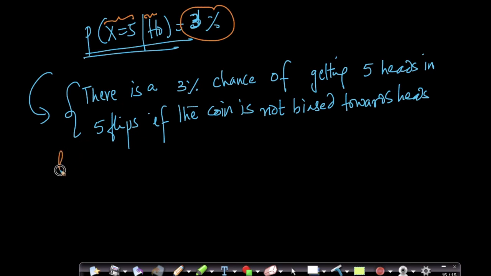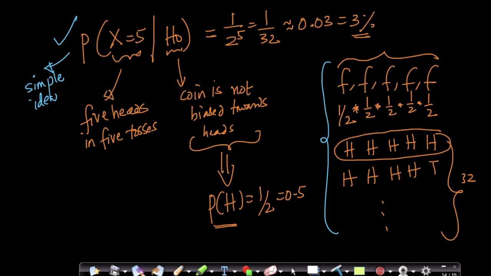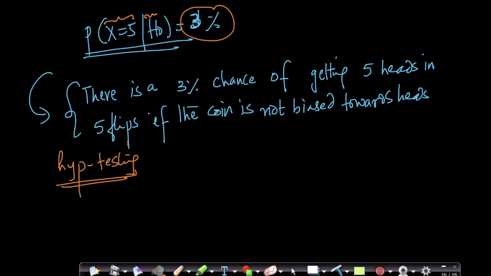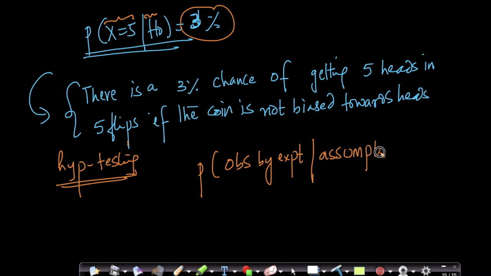And hypothesis testing works like this. So we computed this whole idea. Remember, I've already made this observation, that x equals 5, by doing the experiment once. Hypothesis testing works like this: it says the probability of observing what you have observed by experimentation, given that the assumption is true, is 3% here.